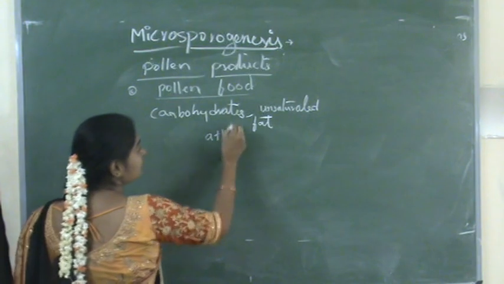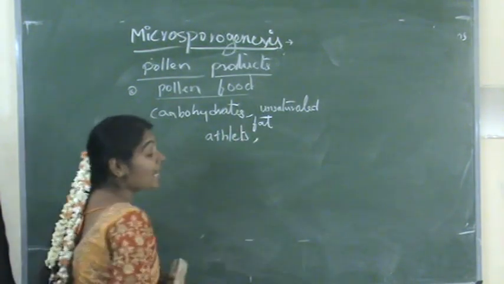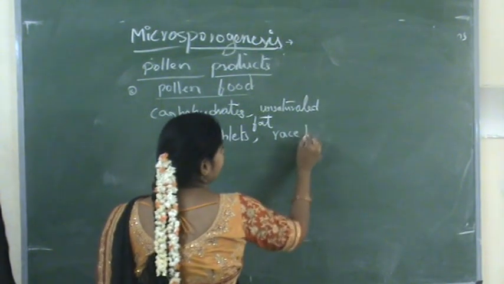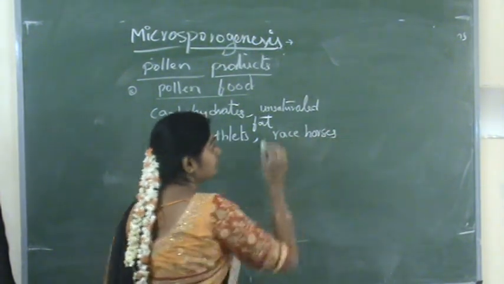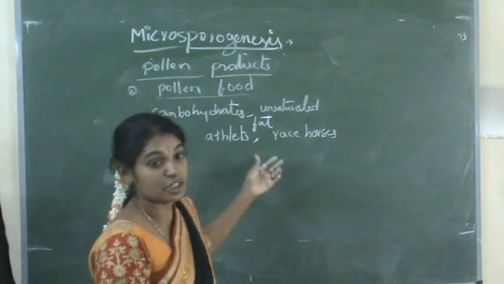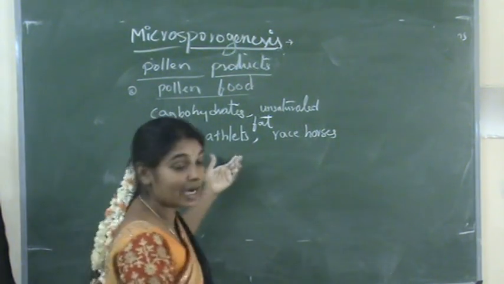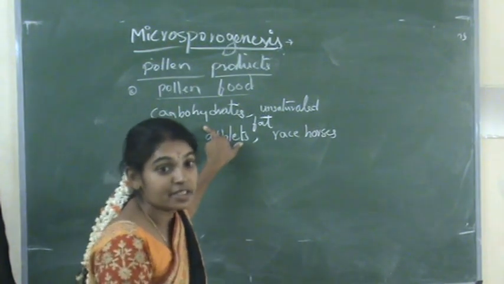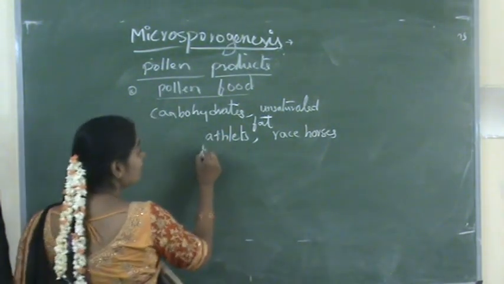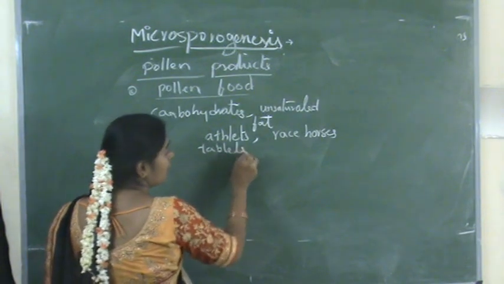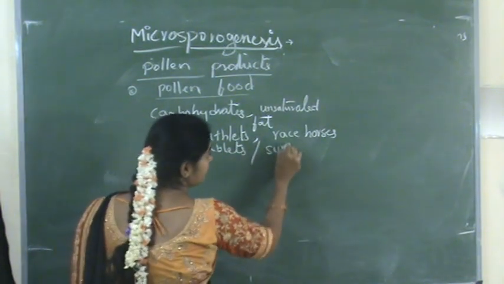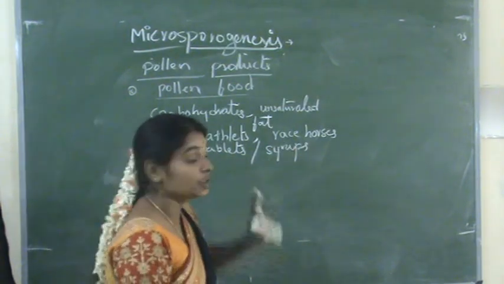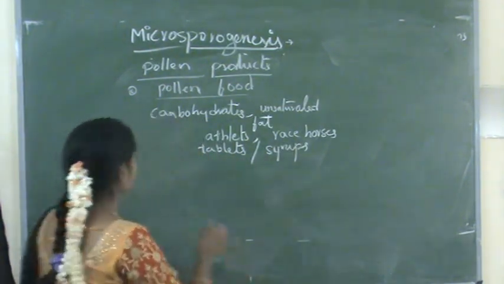and also it's given to the race horses. So for the animals which participate in the race, or for the athletes, it is given by providing quick energy. These are used in the form of tablets, or it may be in the form of syrups. It is given to the athletes or to the race horses.